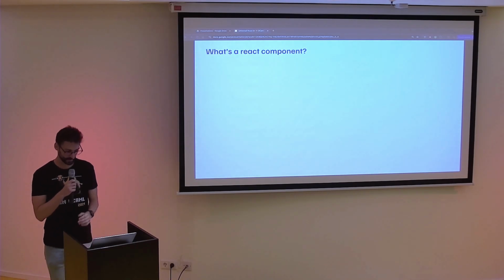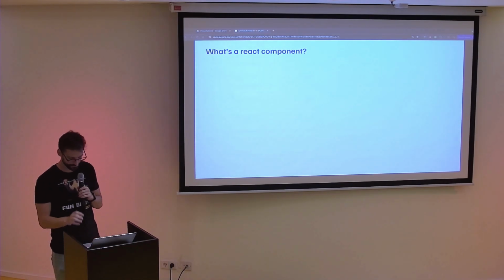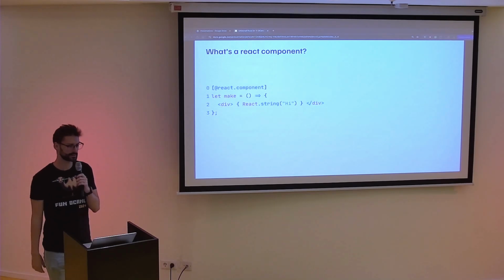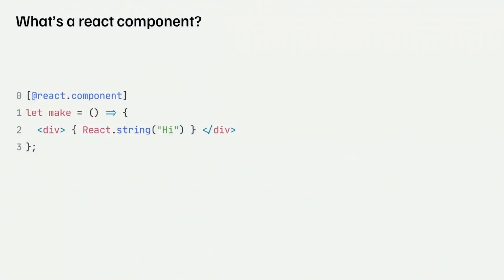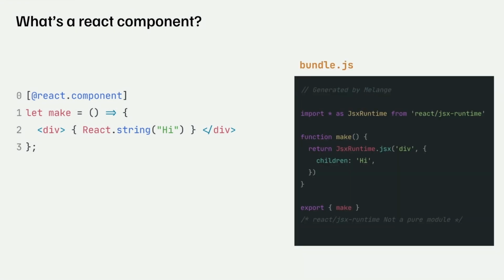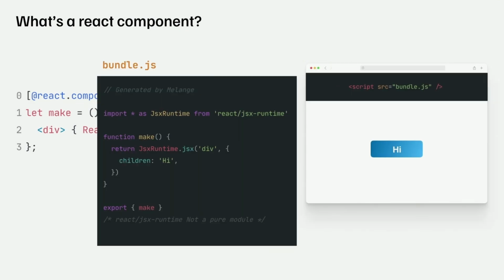So at the beginning, what's a React component? A React component, how we define it in Reason or ReasonReact, is you have a little function make and then the annotation, the PPX attribute, and that creates a React component. If you use Melange, it gets compiled into the minimum JavaScript possible, and it's bound to React, or in this case, the JSX runtime. Doesn't matter. At the end, this gets bundled and inserted in a web page. This web page, when the user visits, renders the component. So that's the minimum definition of a React component.